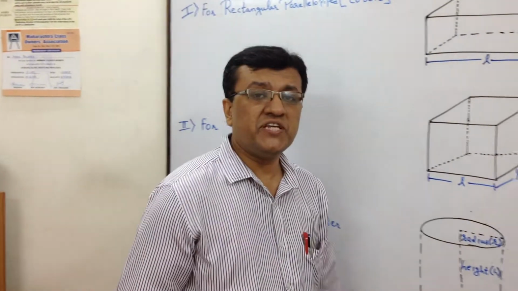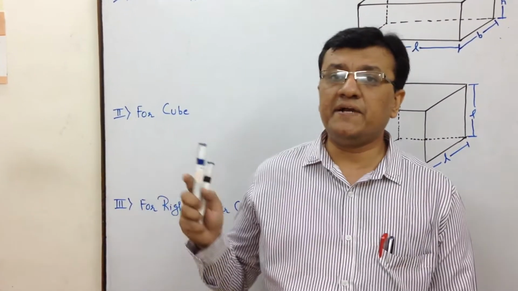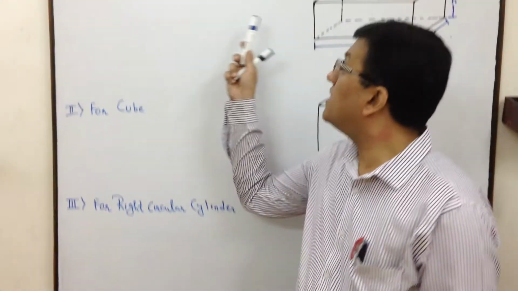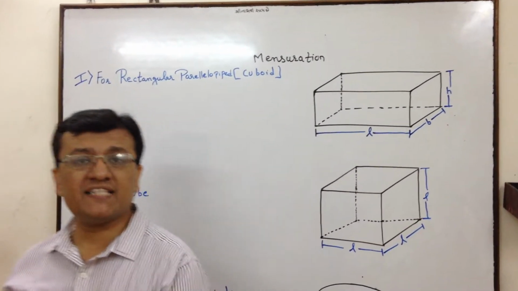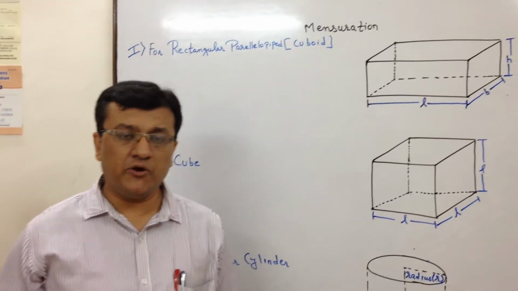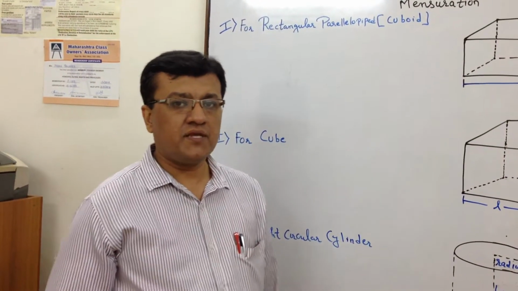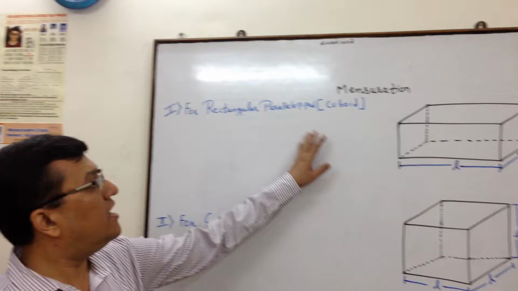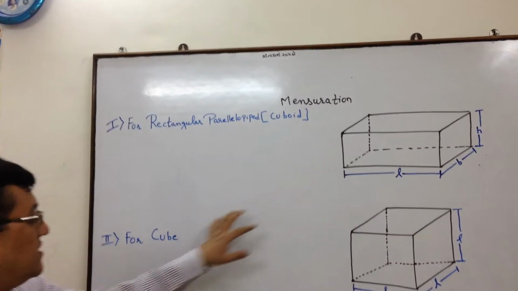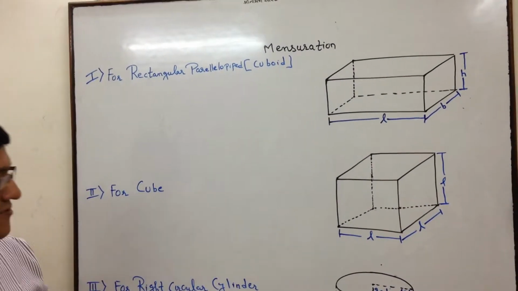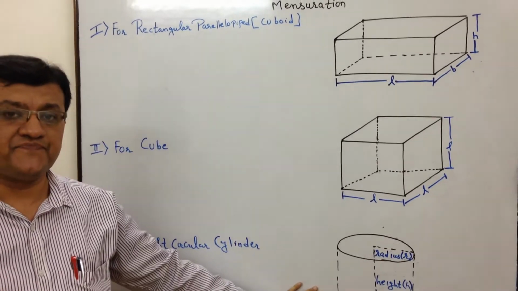Students, we are going to see today a concept related to mensuration. Now when we say mensuration, mensuration has many geometrical figures. We are going to talk about some of them today. What we are going to see today is a rectangular parallelepiped, a cube and a right circular cylinder.